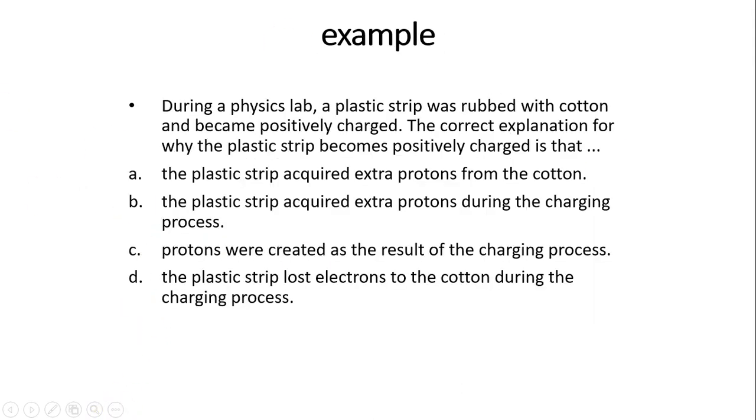Another example, during physics lab, a plastic strip was rubbed with cotton and becomes positively charged. The correct explanation for why the plastic strip becomes positively charged is that the plastic strip acquires protons. We know protons cannot move, so this cannot happen. The plastic strip acquires extra protons. It can acquire extra protons because protons do not move from cotton.